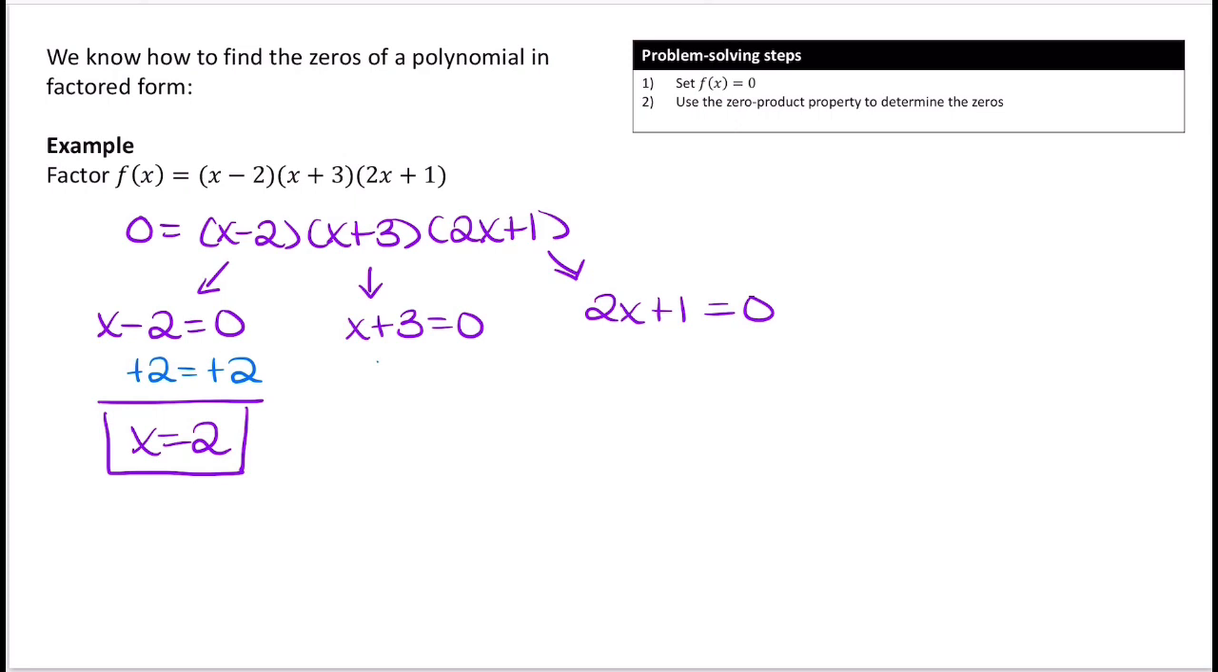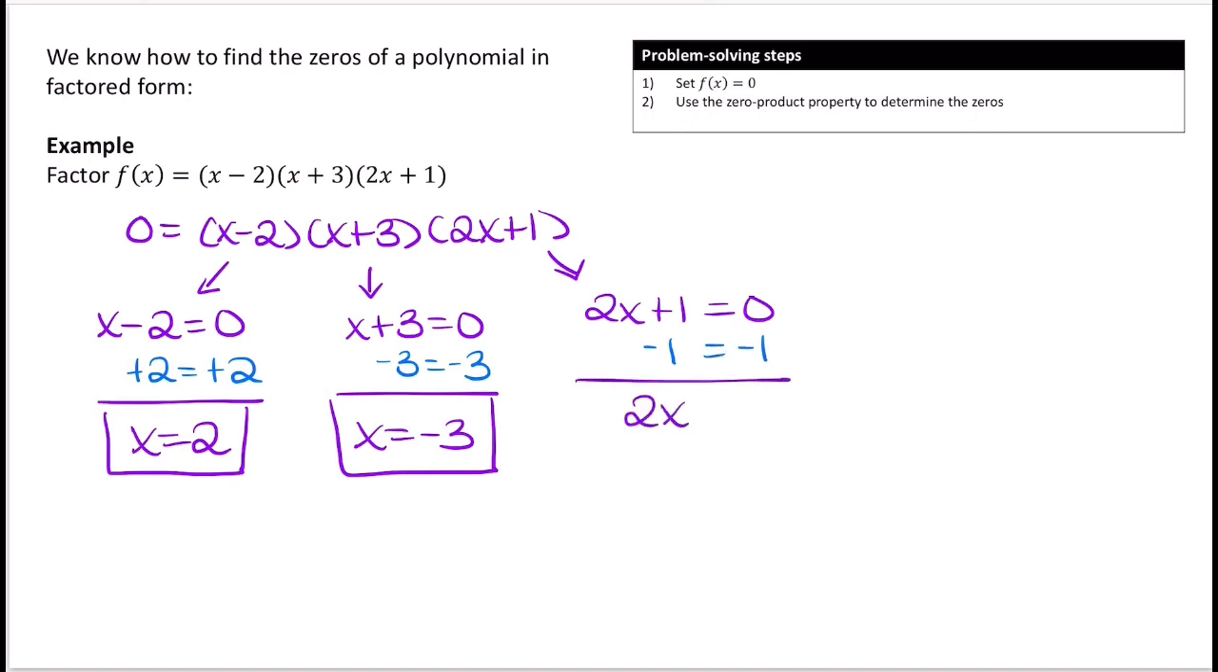Then here I can solve by subtracting 3 from both sides, and that's going to give me x equals -3. So that's my second zero. And then for my third zero, I'm going to need to first subtract 1 from both sides, and that's going to give me 2x equals -1. Then I divide both sides by 2, and that's going to give me x equals -1/2. So that's my third zero.